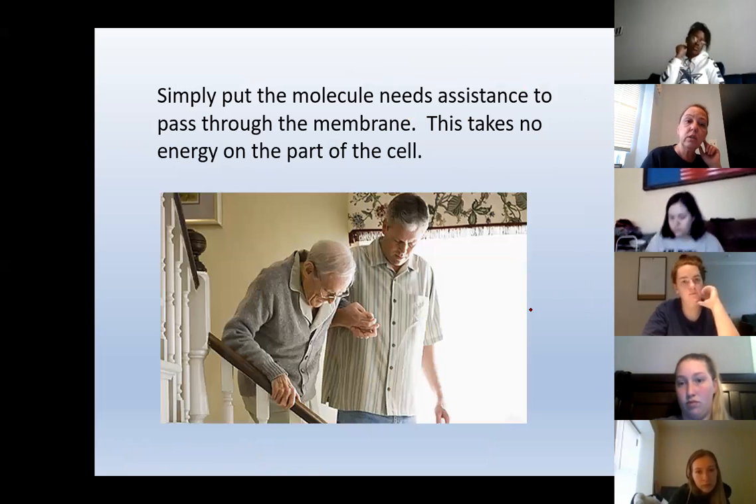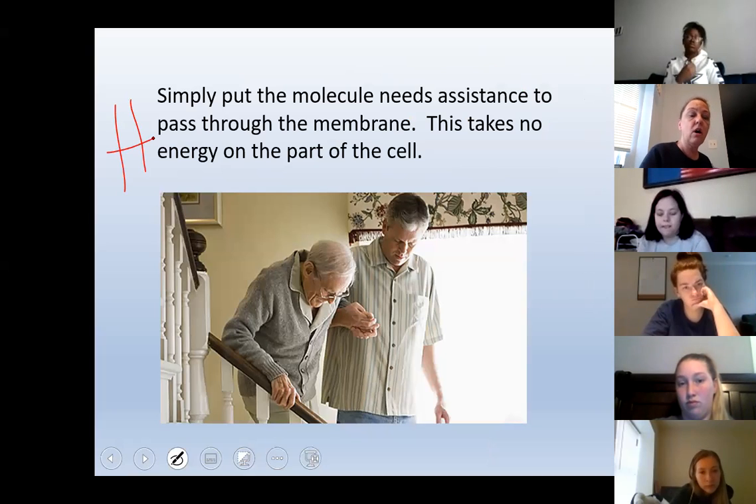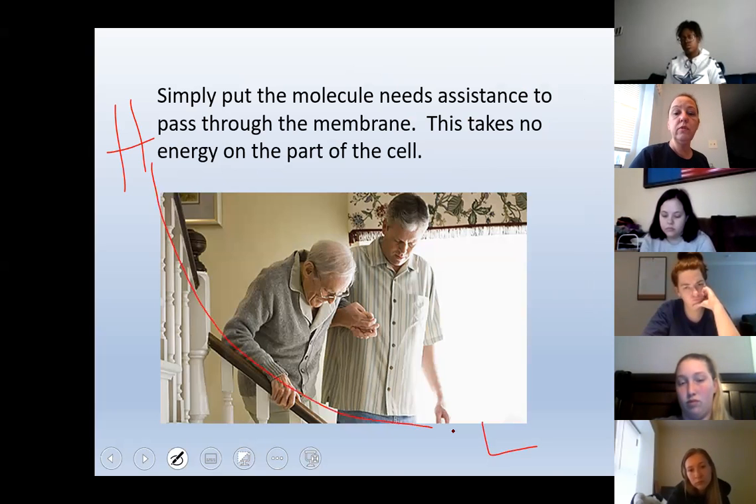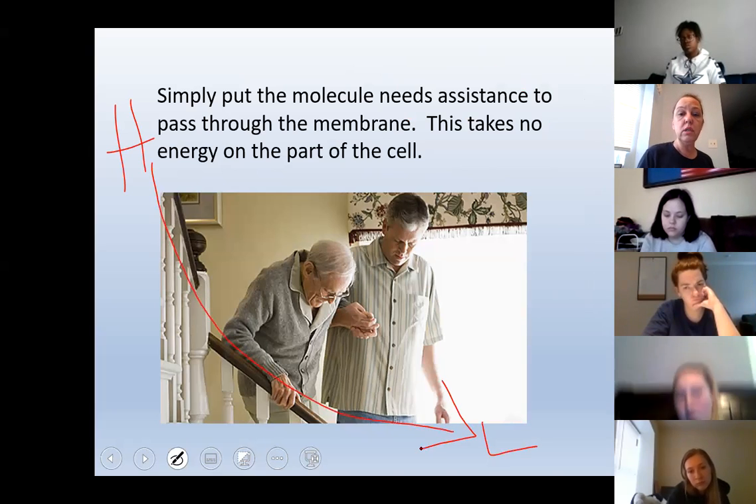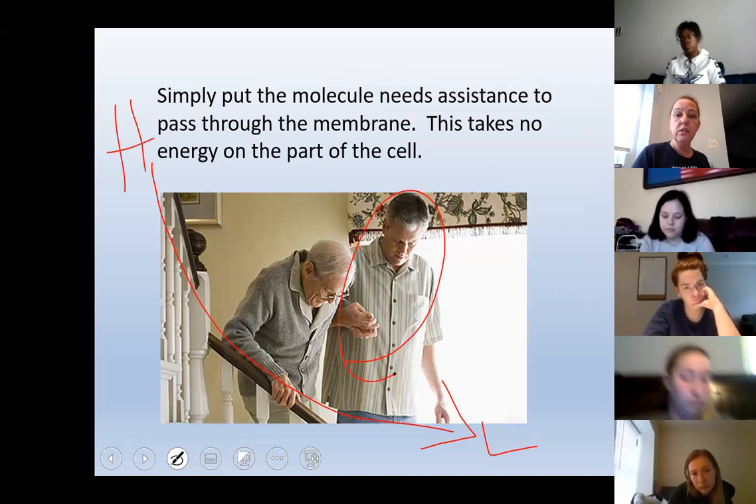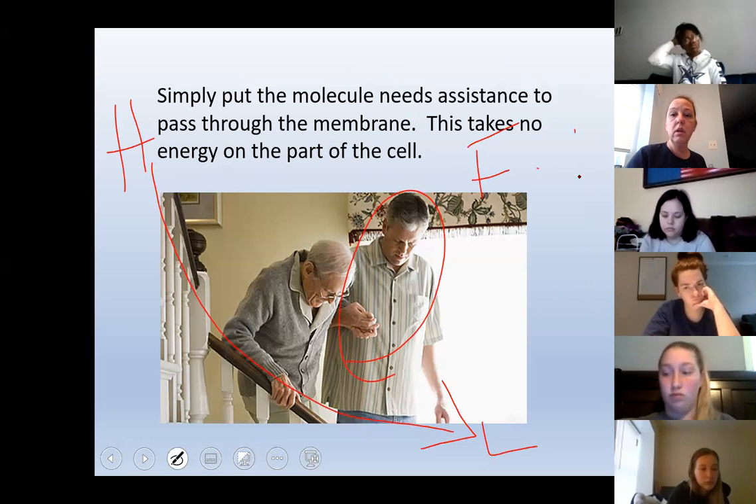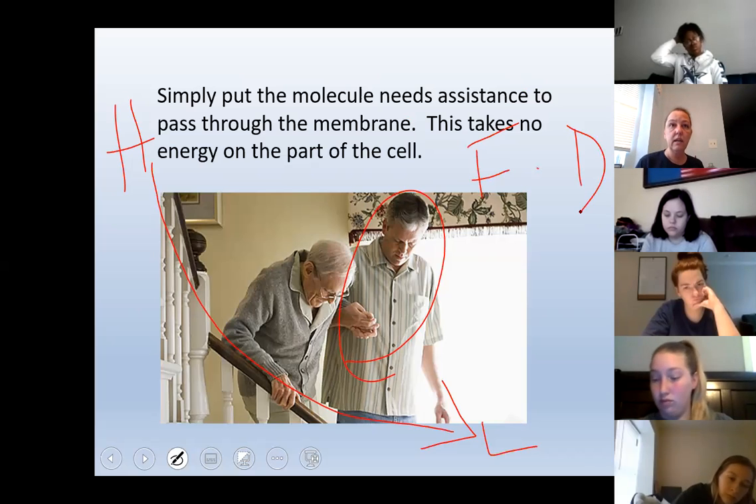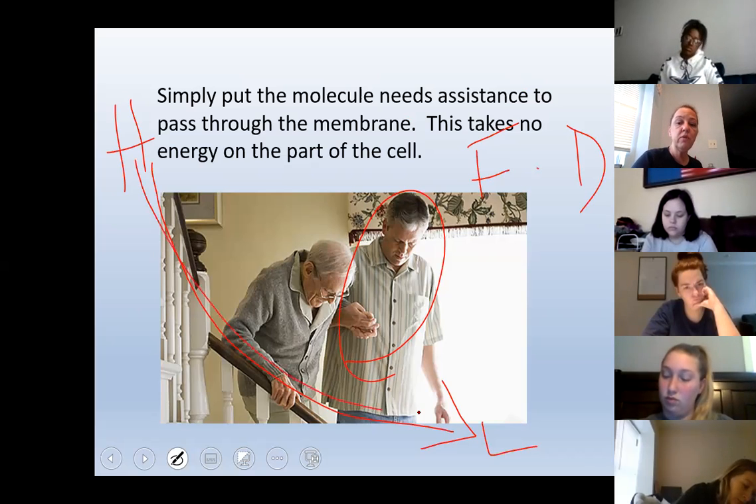Here's another picture. So this old man has gone from high, up high on the steps, to low. So he has moved along the diffusion, but he has got someone helping him. So this would be an example of facilitated diffusion. Diffusion, because we're still moving from high to low. Facilitated, meaning I've got a helper.